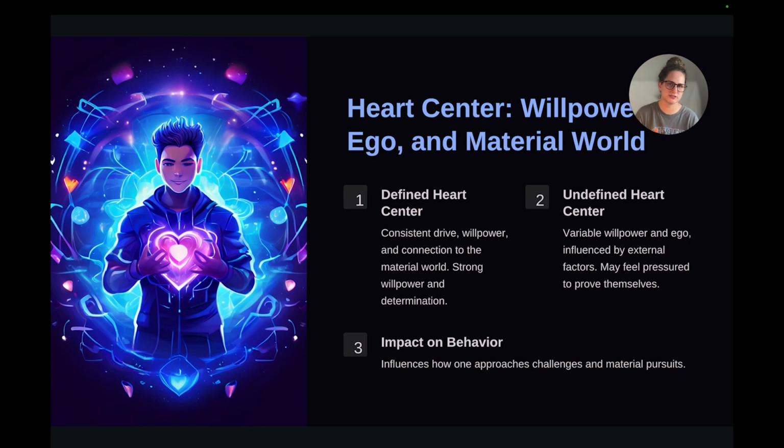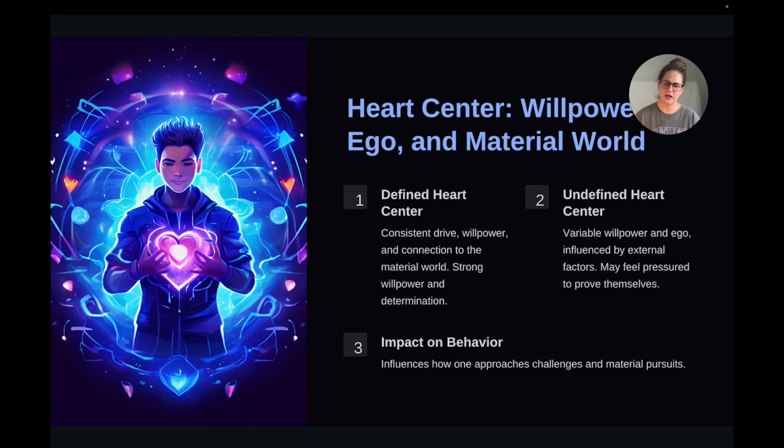An undefined heart center is going to have variable willpower and ego. It's influenced by external factors, and they may feel a pressure to prove themselves. So since they don't have that consistent energy flow towards drive and willpower, sometimes they may feel like they're falling short in certain areas. And so they're going to feel like they have to prove their worth in that area. It's going to influence how one approaches challenges and material pursuits.